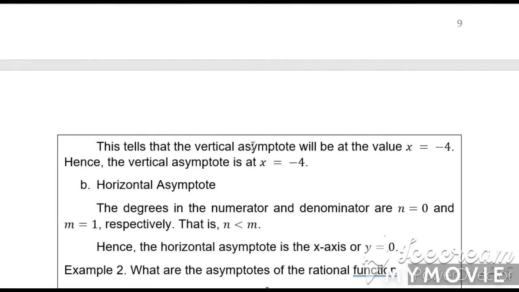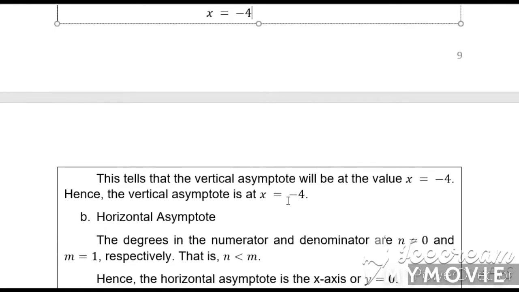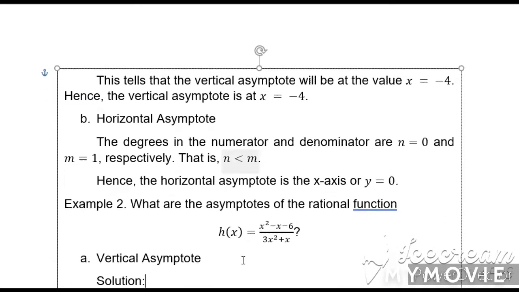This tells that the vertical asymptote will be at the value x equals negative 4. Hence, the vertical asymptote is at x equals negative 4. For the horizontal asymptote, the degrees in the numerator and denominator are n equals 0 and m equals 1. So that is n less than m. Hence, the horizontal asymptote is the x-axis or y equals 0.